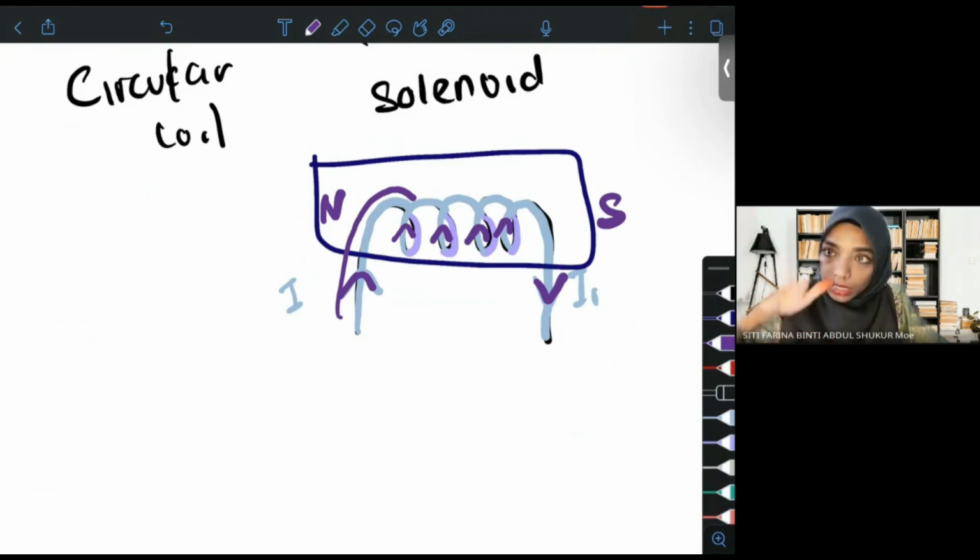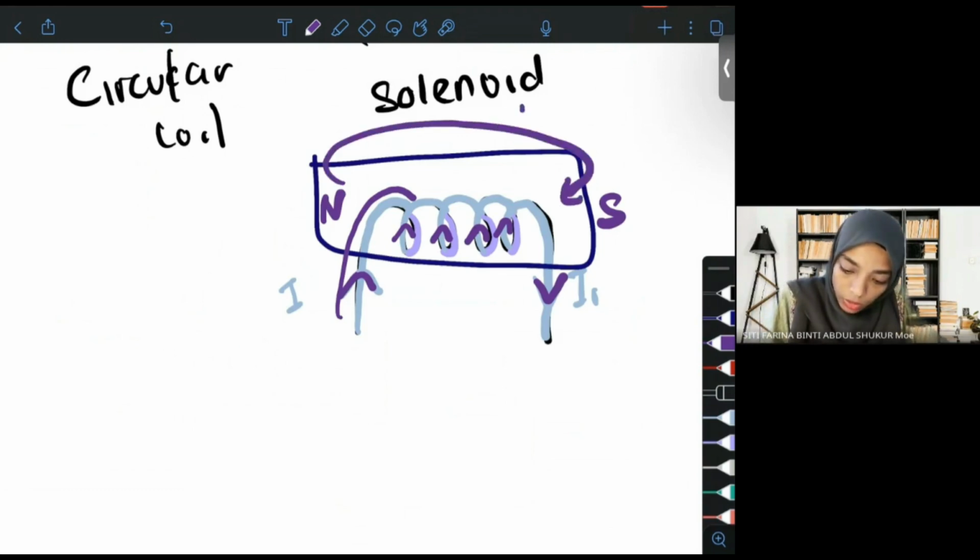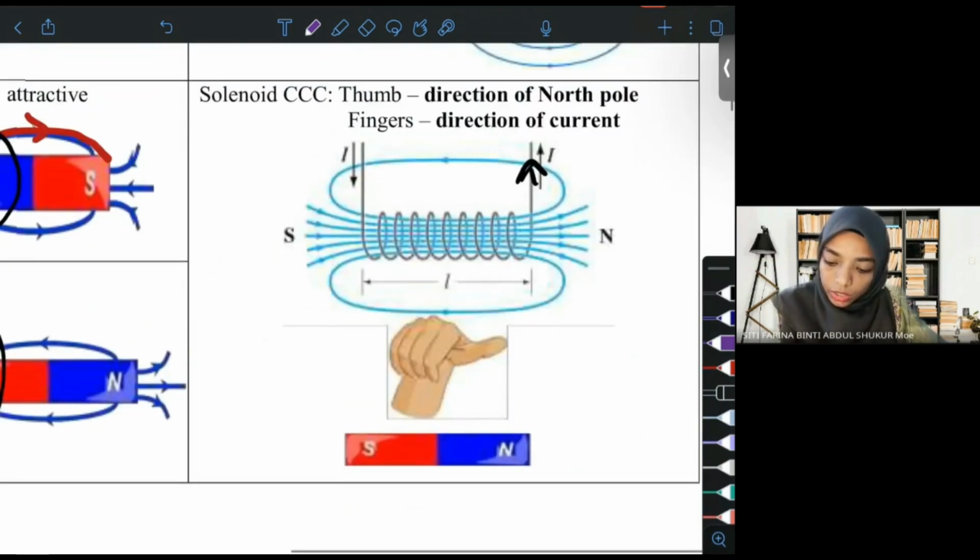Awak letak tangan kamu ni betul-betul atas kertas kamu, awak tengok. Current fingers kamu ni kena point ke atas, sebab current tengah naik ke atas di bahagian depan. So thumb kamu ini akan jadi north pole. So kalau ini north pole, magnetic field kamu akan daripada north ke south pole. Ini direction of B kamu, daripada north pole ke south pole. Itu yang dia lukis dekat sini.